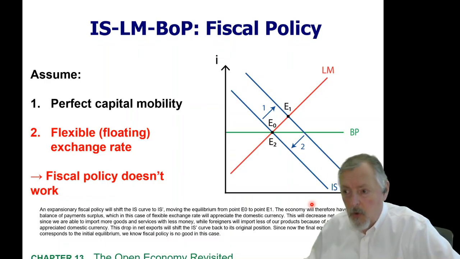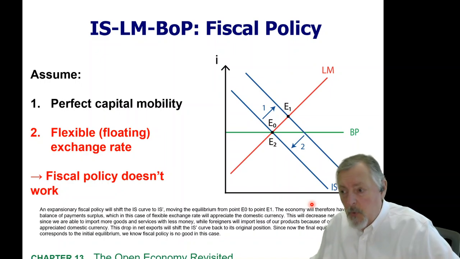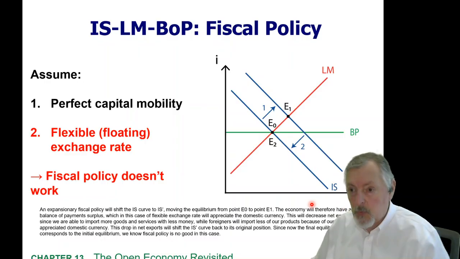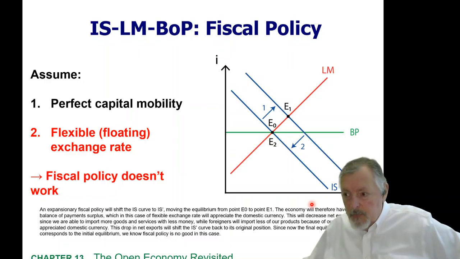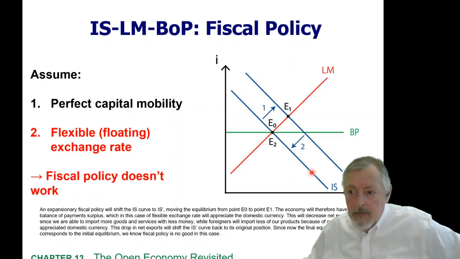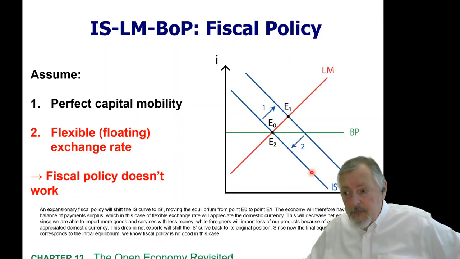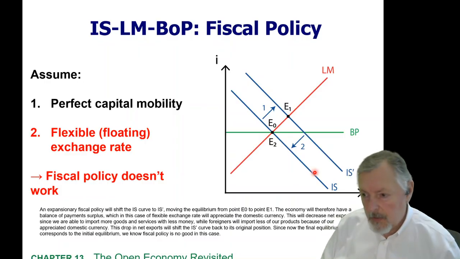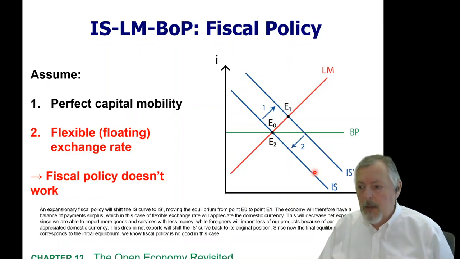The dollar's worth more, so now we can buy more imports for the same number of dollars. And American goods will be more expensive for foreigners to buy, so net exports will fall. And the IS curve will be forced right back to where it started. This implies that fiscal policy will not work in a small open economy if you have a floating exchange rate. So, floating exchange rate, monetary policy still works, but fiscal policy does not.